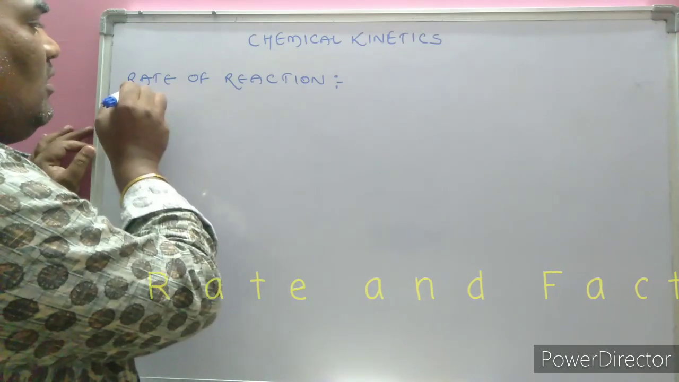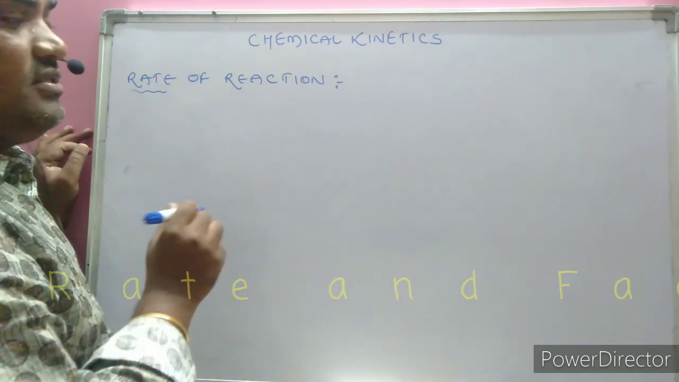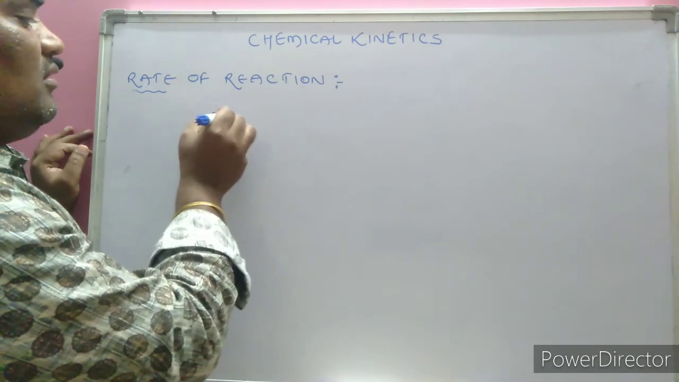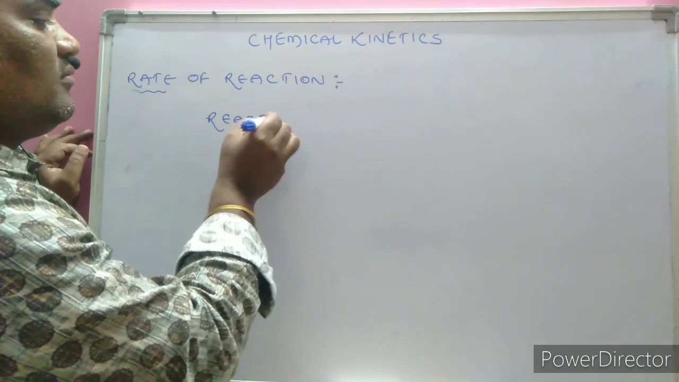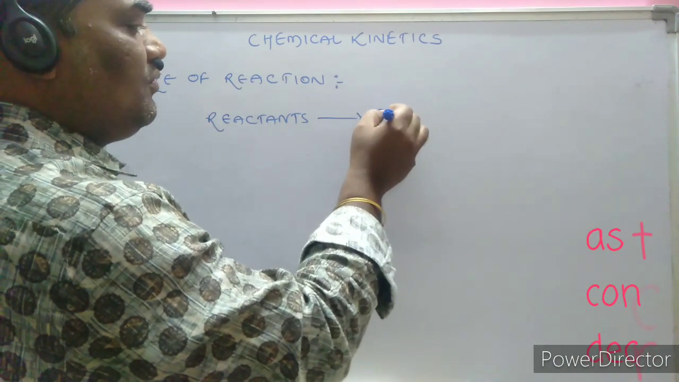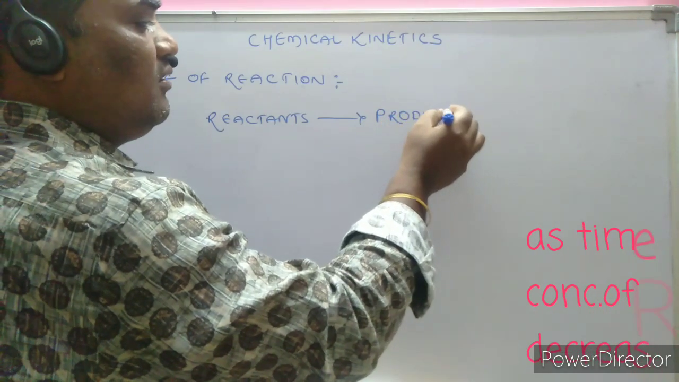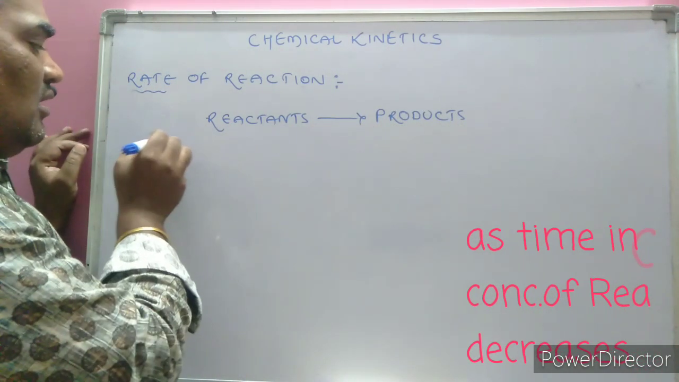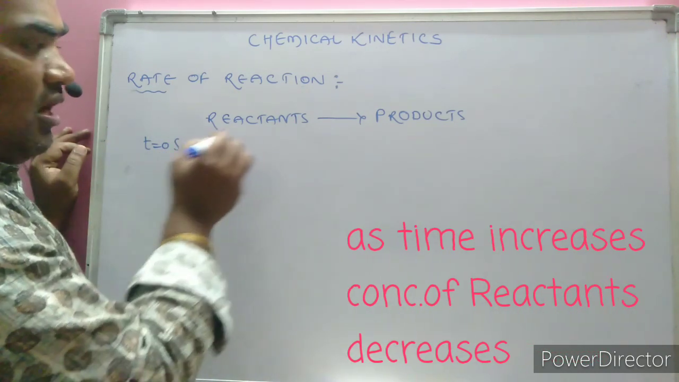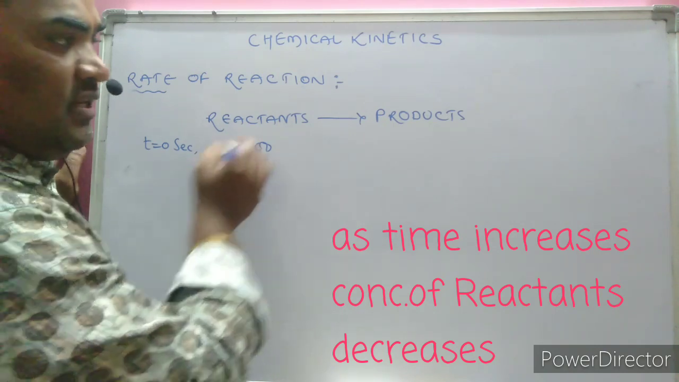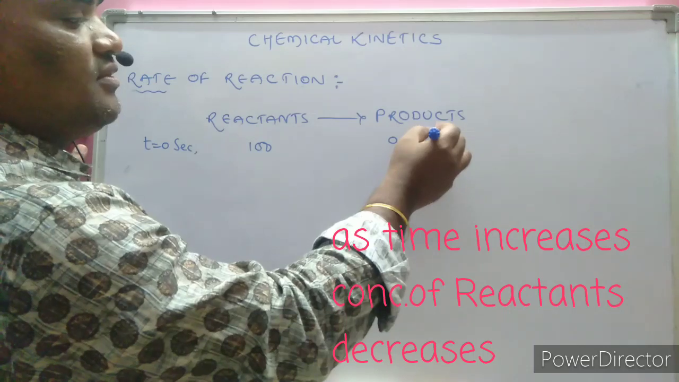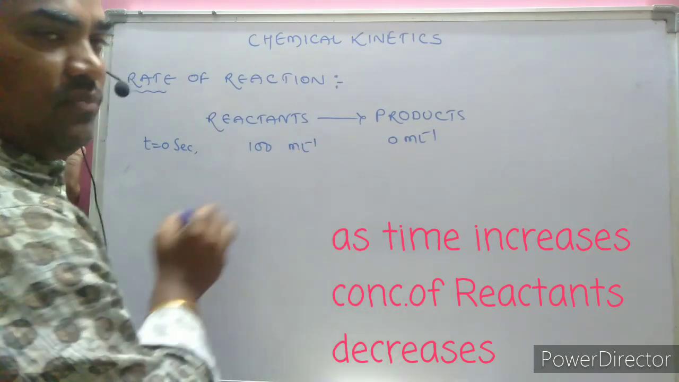Now, what we call the rate of a chemical reaction is, by taking any chemical reaction, for example, here the reactants are present. After a certain interval of time, those get converted into products. Initially, the reaction has not begun at 0 seconds. 100% of the reactants is there, and at that time the products have zero concentration. We express the concentration in terms of moles per liter.